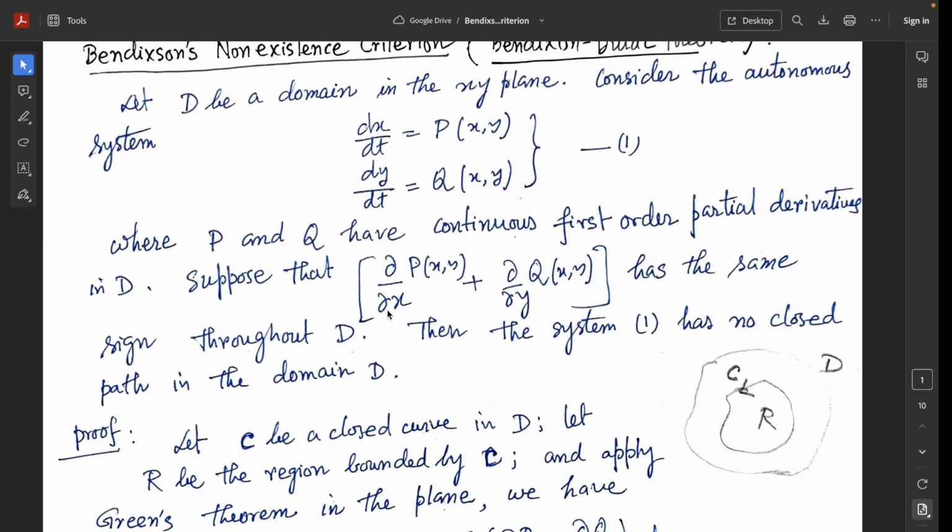So ∂p/∂x plus ∂q/∂y has the same sign. Either it is positive throughout D or it is negative throughout D. Then system 1 has no closed path, no periodic path in the domain D.